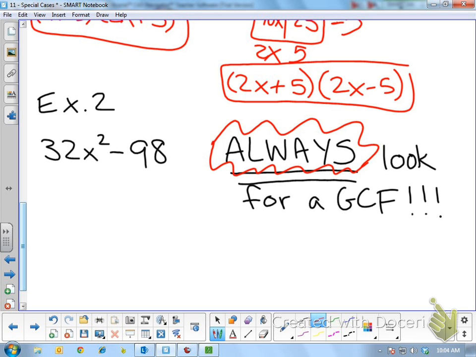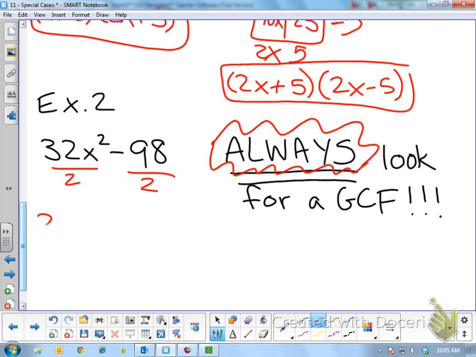Someone also suggested 6. But what's 32 divided by 6? It's another fraction. We can't divide 32 by 6. So we're pretty confident that 2 is our greatest common factor. Do I include any variables along with that 2? Should I have an x or an x squared with that 2? No, but why? Because the other one doesn't have those. Exactly. 98 has no x's. So we don't include an x in our greatest common factor.